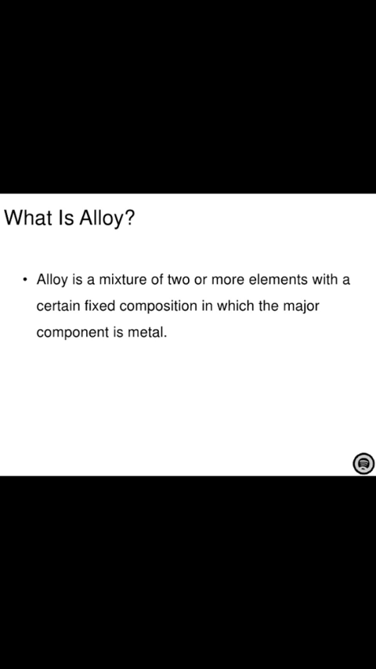Its melting point is also lower than that of pure metals. When a metal is alloyed with mercury, it is called an amalgam. Some examples: gold is mixed with copper, so it is harder than pure gold. Copper is a good conductor of heat and electricity, whereas brass and bronze are not good conductors.